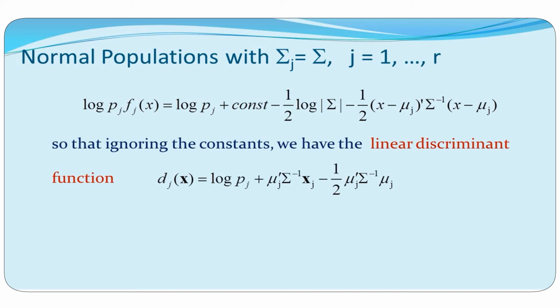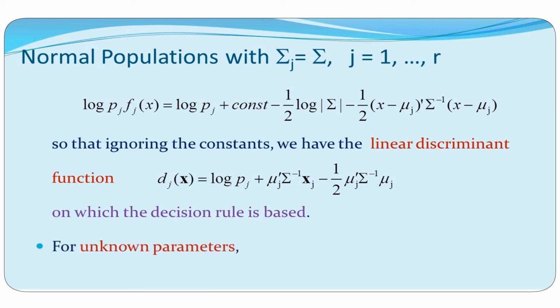So we have d_j(x) simplified as log of p_j plus the fourth term, which simplifies to mu_j' sigma inverse x minus half mu_j' sigma inverse mu_j. Now you can see that the discriminant function is linear in x. So we have a linear discriminant function on which the decision rule is based. For unknown parameters again, the sigma and the mu_j's can be replaced by their sample versions: the mu_j's replaced by the corresponding sample means x_j bar and sigma replaced by the pooled variance S.